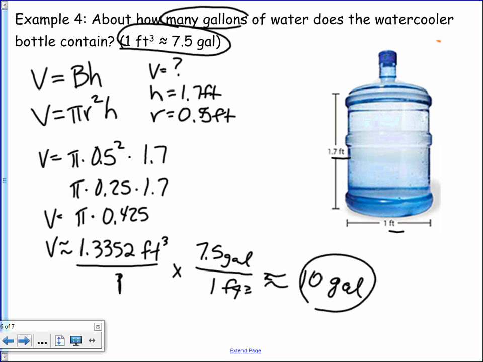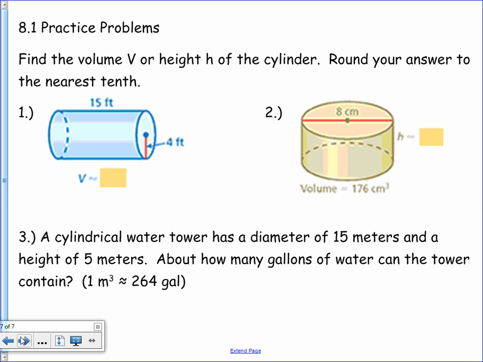All right, you have 3 practice problems to do. Remember, the volume of a cylinder is area of the base, radius squared times pi, times the height of the whole cylinder. In 1, you're trying to find the volume. In 2, you're trying to find the height. And in 3, you're trying to find how many gallons would fit in that water tower. It's very similar to example 4.